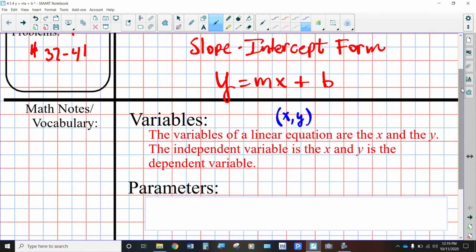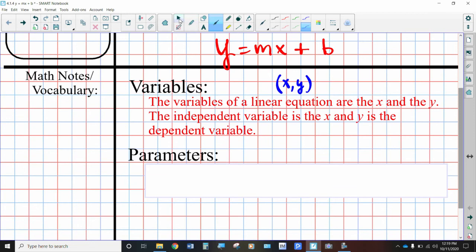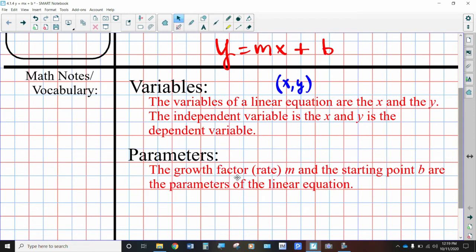Okay, and then we've got the parameters. The parameters are the m and the b. Remember from lesson 4.1.3, the growth factor, or the growth rate, is the number that's being multiplied times x. That is your m. So this m, when we write a rule, is actually going to be a number. That's going to be the growth factor. And the b is your starting point, or what we refer to as the y-intercept on the graph.